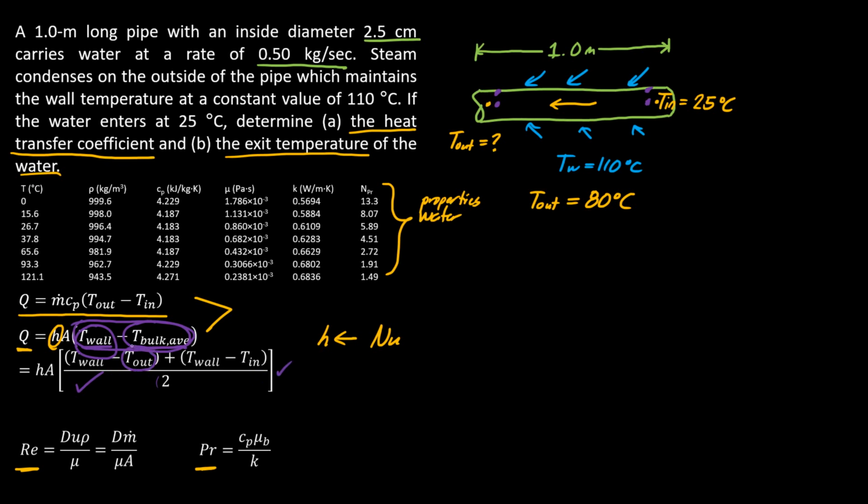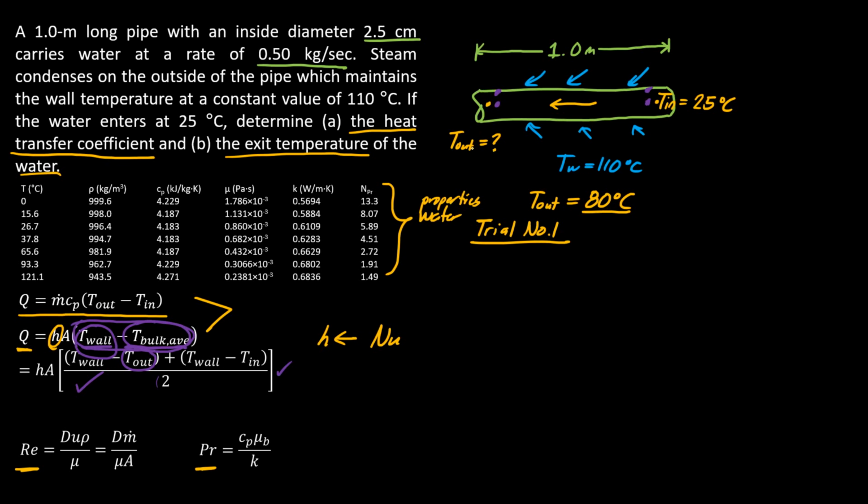Okay, so let's proceed with the calculations anyway. So trial number 1, we start with the assumption that the exiting temperature is 80 degrees Celsius. Remember, notice that 80 degrees Celsius is not given here. It is assigned by me so as to proceed with the calculation.